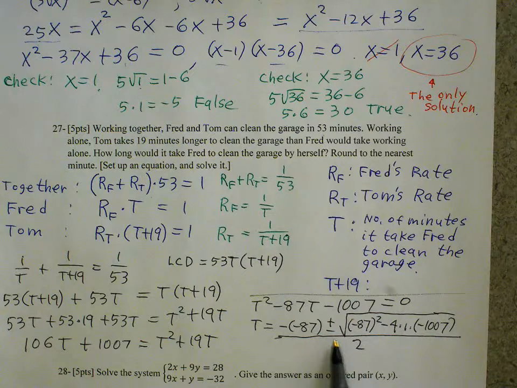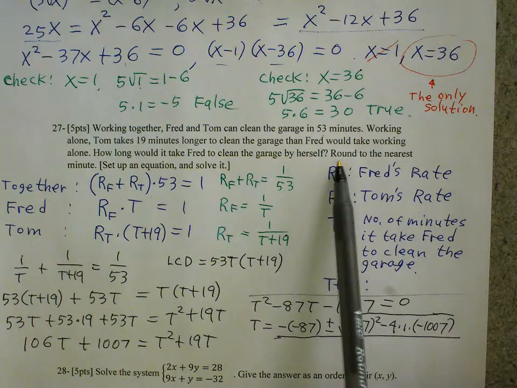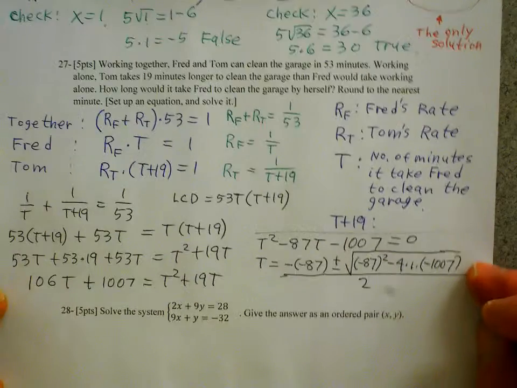You can ignore the solution that you get by subtracting, because that will make the answer negative, but a negative answer doesn't work in this case. So I'll leave the rest of that for you to do, and round your answer to the nearest minute, so the nearest whole number. Okay, let's move on to the next problem.